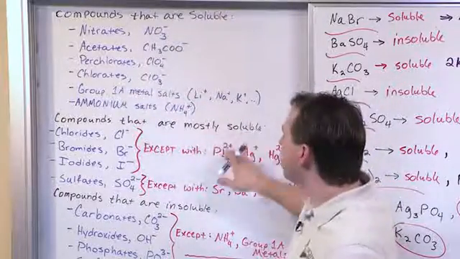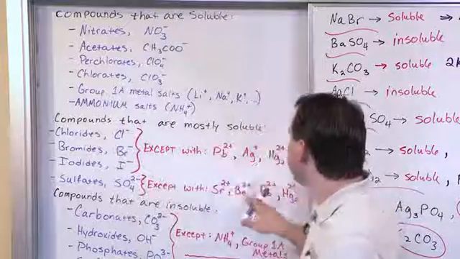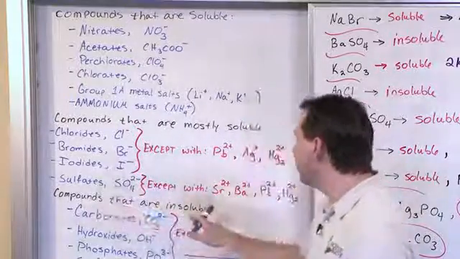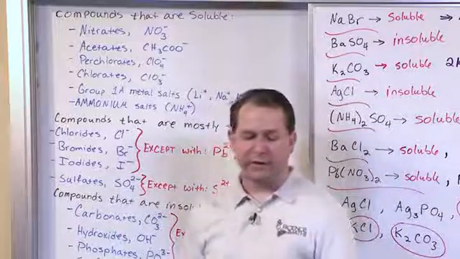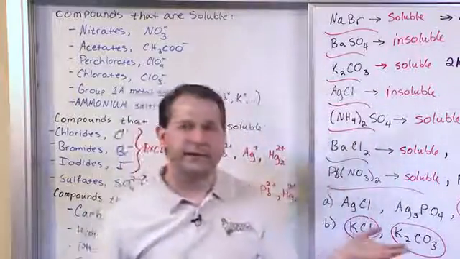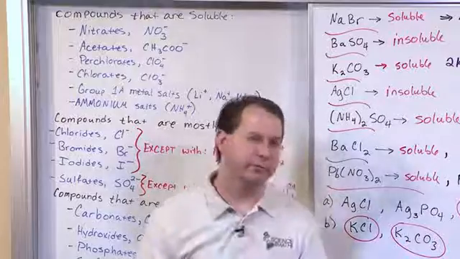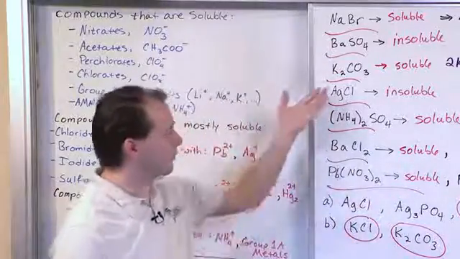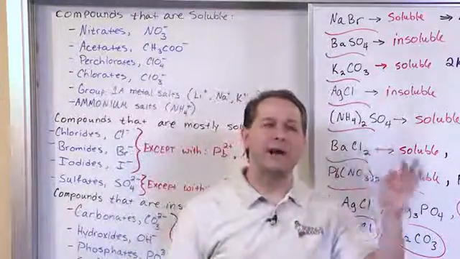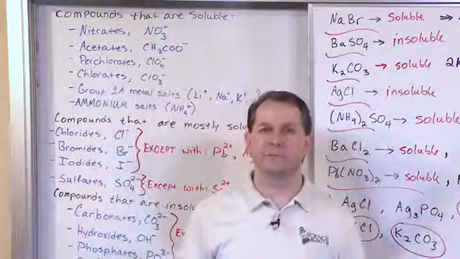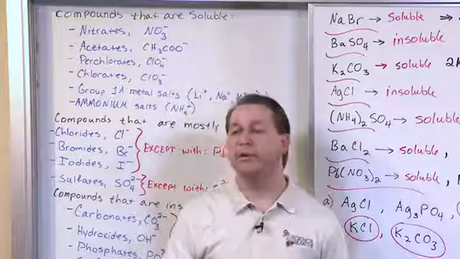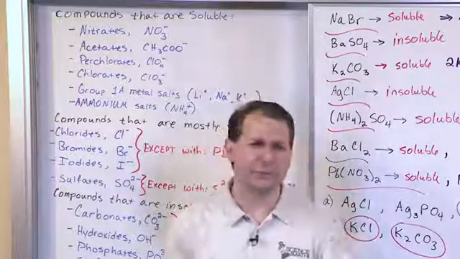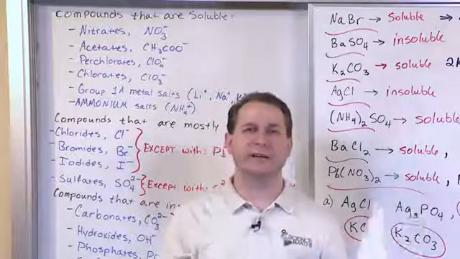The compounds that are mostly soluble are listed with their exceptions, and we've given you practice with that. The compounds that are insoluble are listed with their exceptions, and we've given you practice with that too. We've practiced with lots of different examples to figure out if they're insoluble or soluble. And for the ones that are soluble, we've practiced writing down what ions are actually going to be in solution after they dissolve and dissociate. That's super important because in the next section we're going to start to look at reactions that happen in solution.